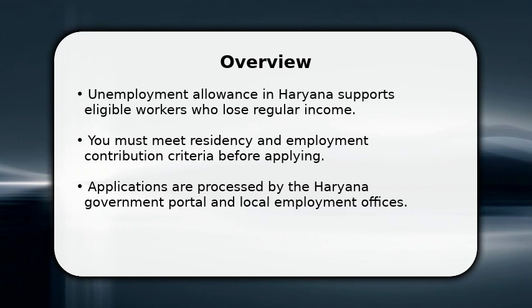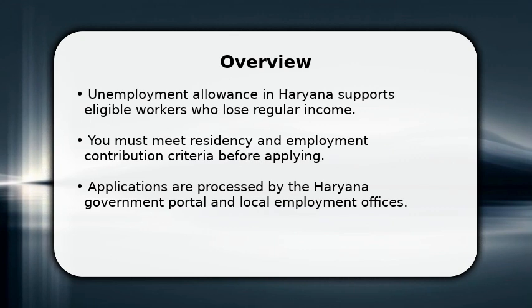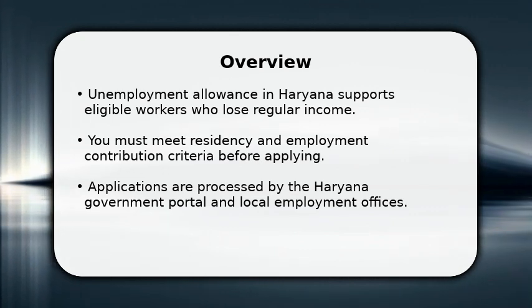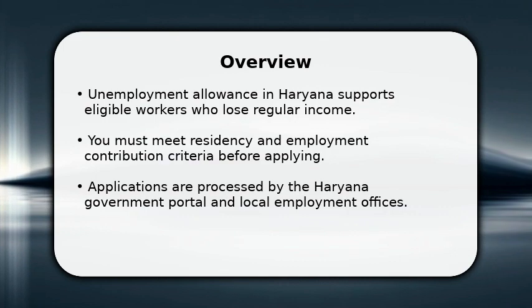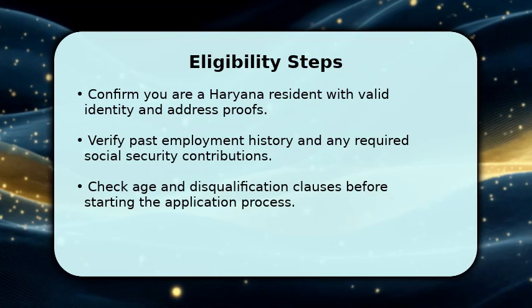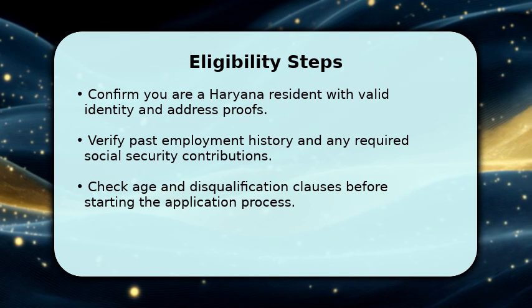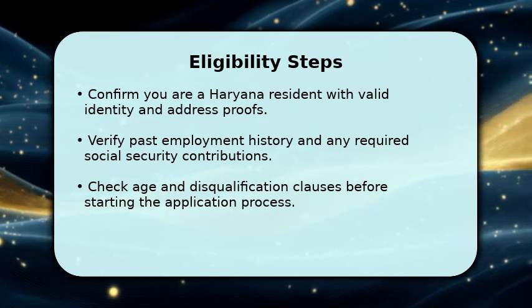Complete the unemployment allowance application carefully, upload required documents, and submit. Track your application status online and respond promptly to any verification requests to avoid delays. To qualify, check residency and employment history first and ensure you have any contribution record if required.